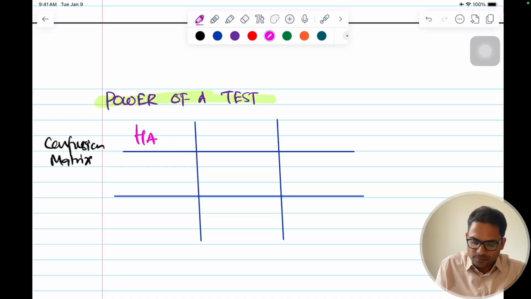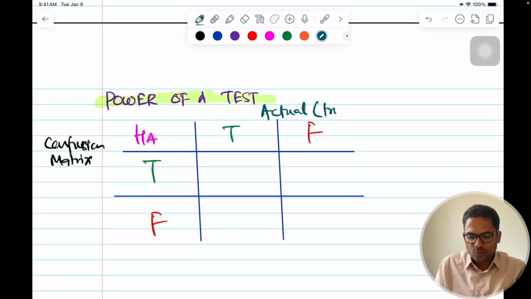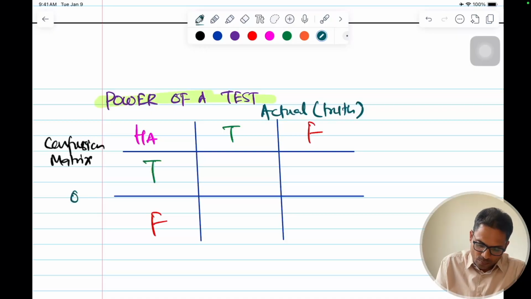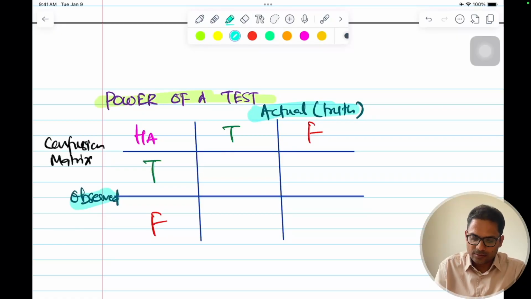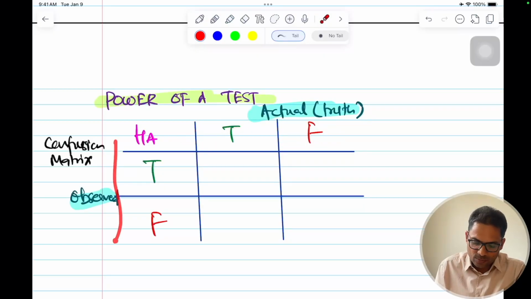So this is true, this is false, this is true, this is false. Let's say this is your actual ground truth, the truth, and this is your observed. On the horizontal, these are my actual values, which is the ground truth, and these are my observed values.